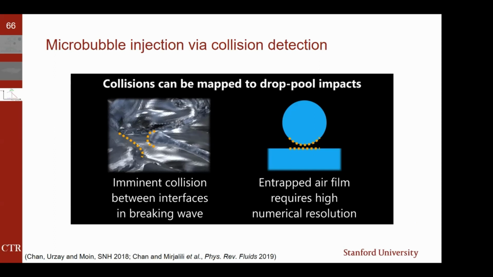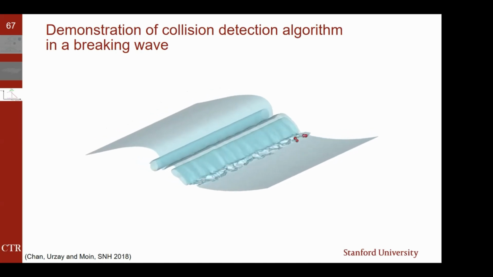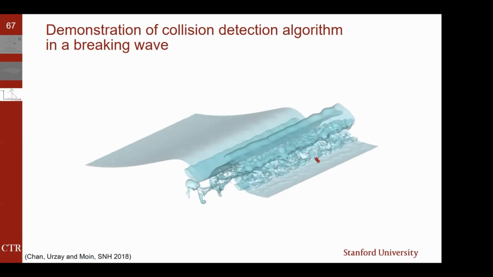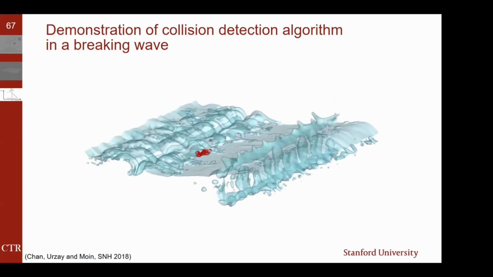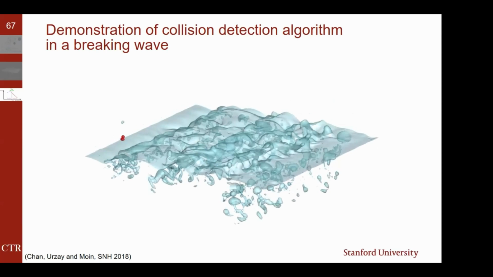So we can detect collisions in these breaking waves. And we can map these collisions to the impact of a drop on a flat surface. Because we know from experimental evidence that the right model problem produces microbubbles. And this is feasible because we were able to implement a collision detection algorithm in this unstructured volume of fluid solver. So here I'm showing these red flashing dots that just depict where the collisions are taking place and where microbubbles are expected to be produced, so not just any collision.